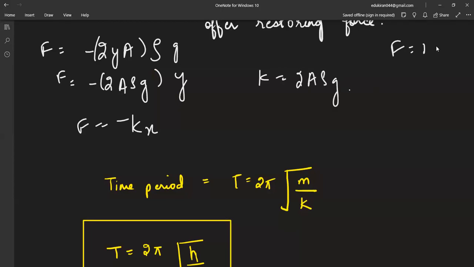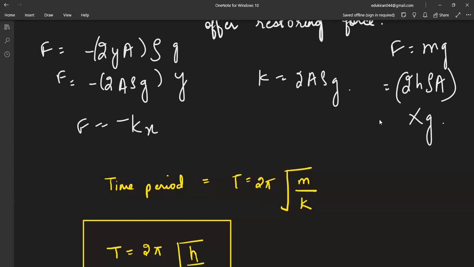Why? See, F is equal to mg. Mass was 2h rho a. This was the mass multiplied to g. Understood? This was 2h rho ag. What was the height here? The height was y that we had chosen because of the oscillation.